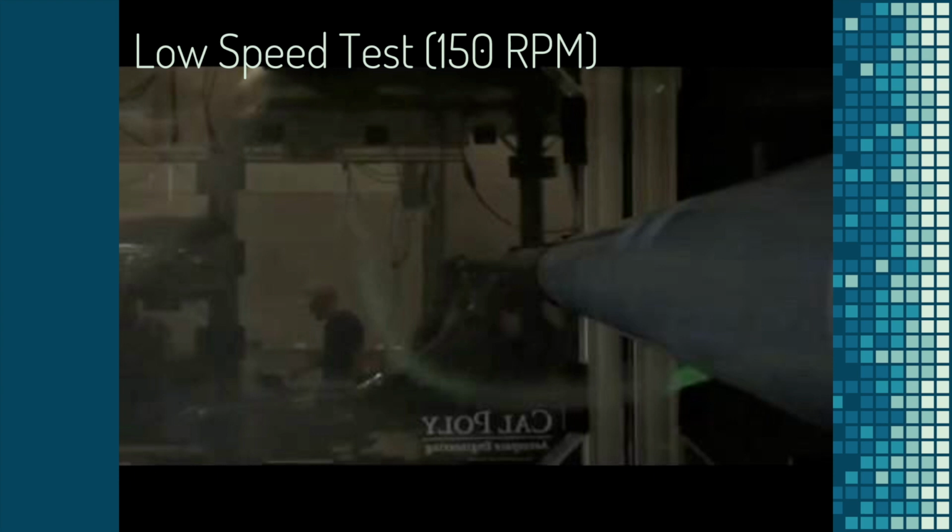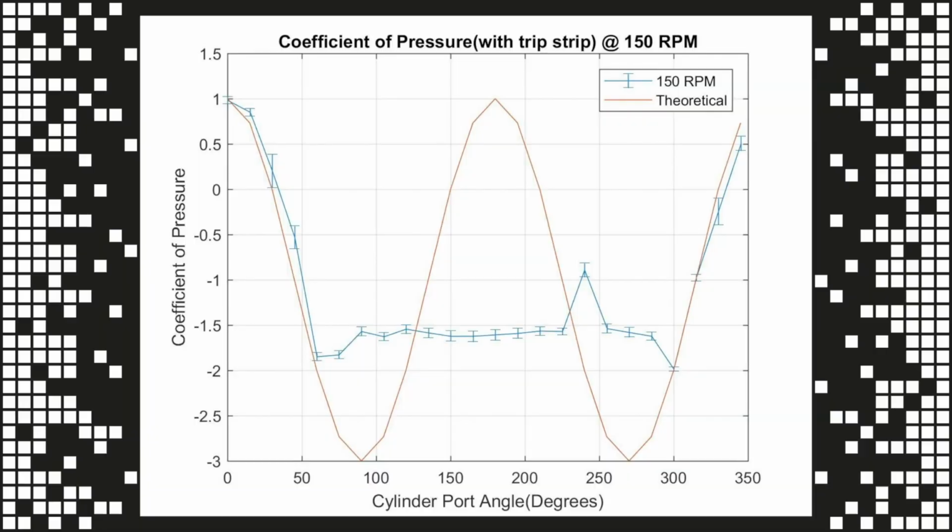Upon inspecting the flow visualization performed at the low speed of 150 RPMs, you can clearly see vortices being shed behind the cylinder. However, the boundary layer appears to stay attached for slightly longer, and the vortices appear to form farther away from the cylinder as compared to the test performed at the same speed without the trip strip. The coefficient of pressure graph confirms this relationship, as the curve follows the theoretical curve for slightly longer than it did when there was no trip strip in place.